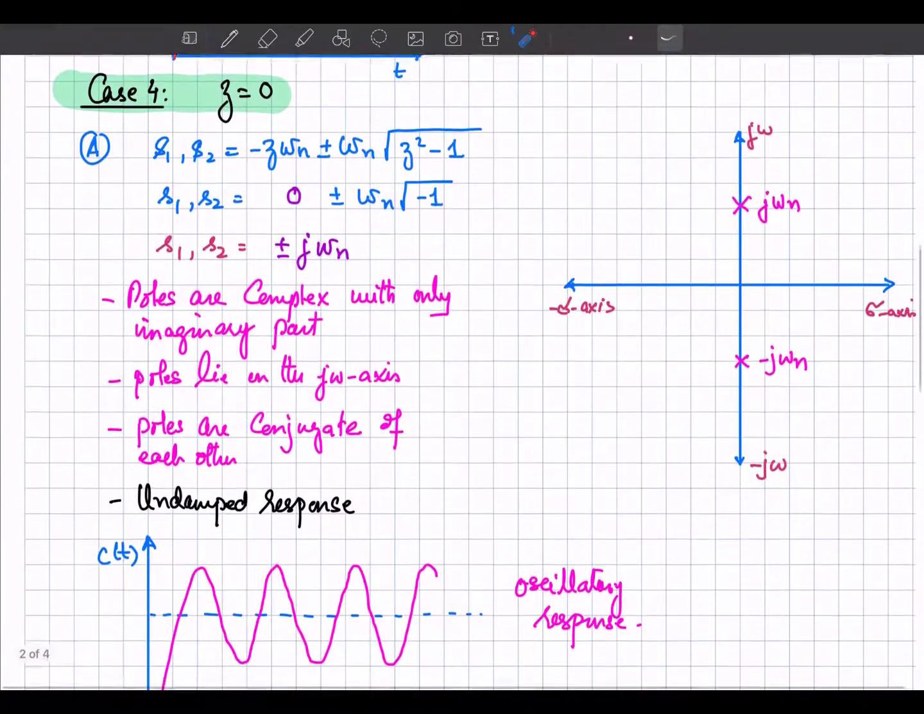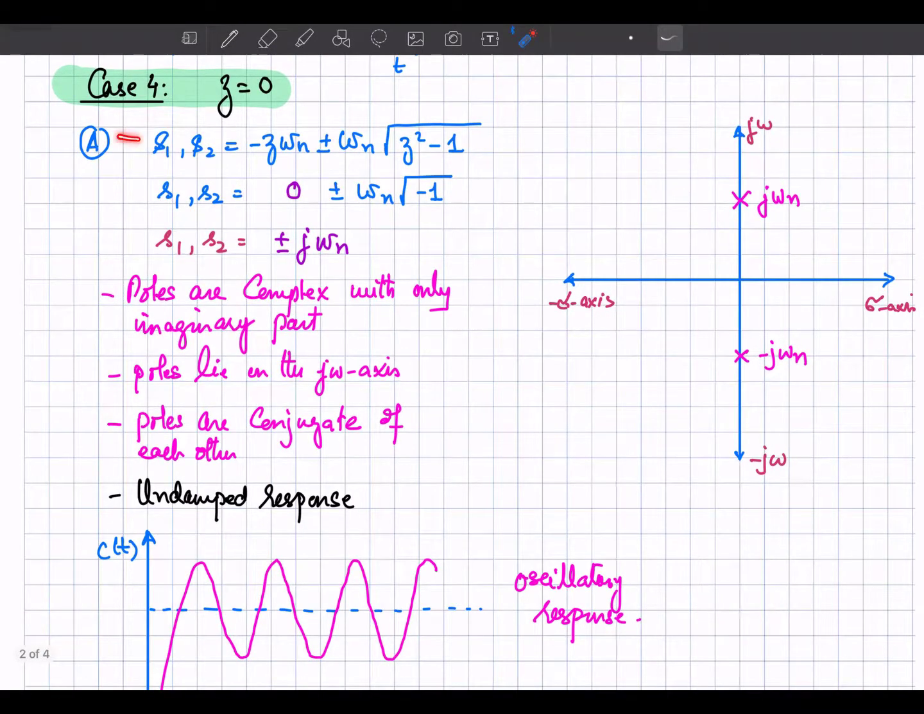Now let's suppose that there is no damping, zeta is equal to 0. From the first equation, the poles are given by this one. If zeta is 0, this is 0, so only minus 1 is left. This term is also 0. So the poles are on the imaginary axis, plus minus j omega n. Here you can see one pole is over here and the second pole is over here. The two poles are over the imaginary axis, right? So poles are complex with only imaginary part, number one. Number two, the poles lie on the j omega axis, and these poles are the conjugate of each other.